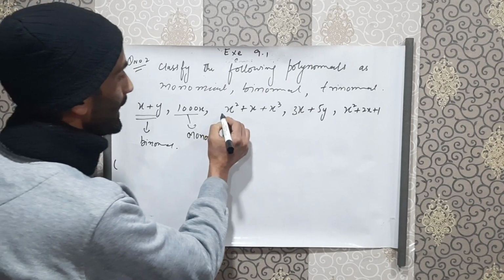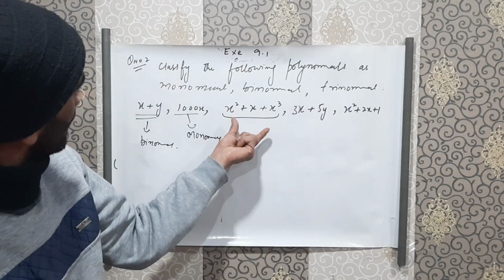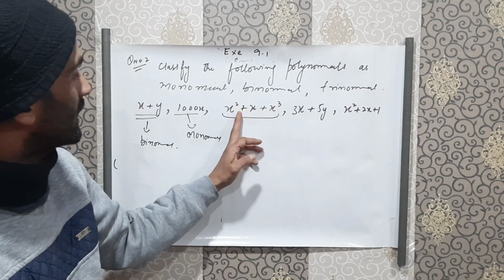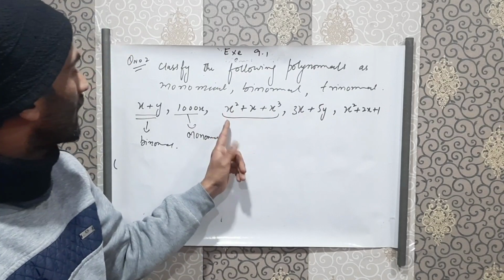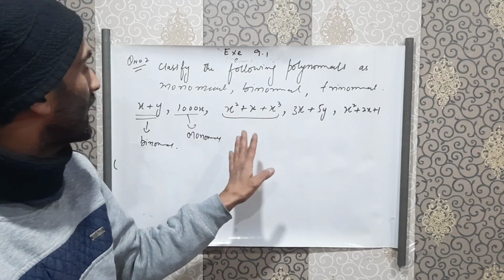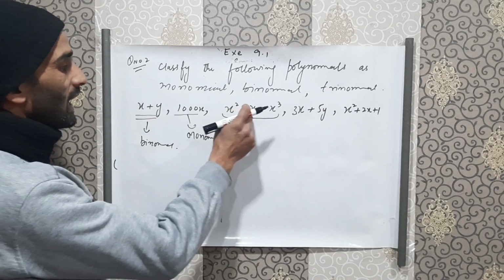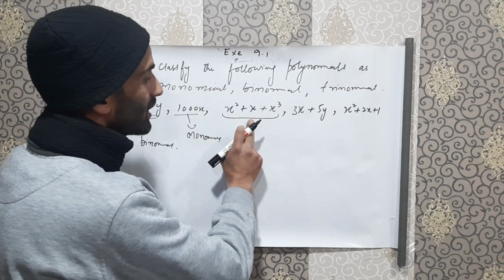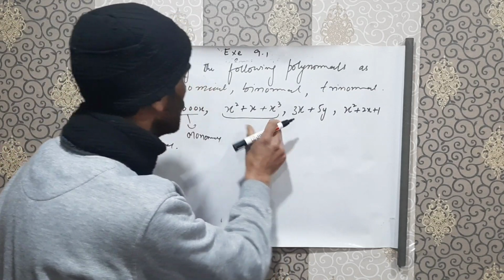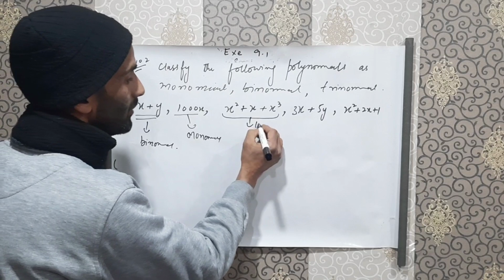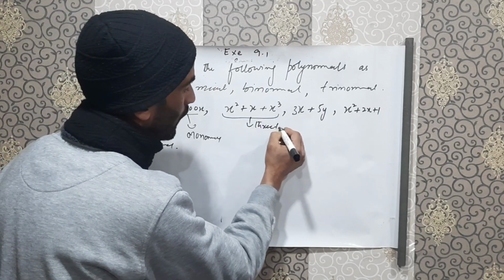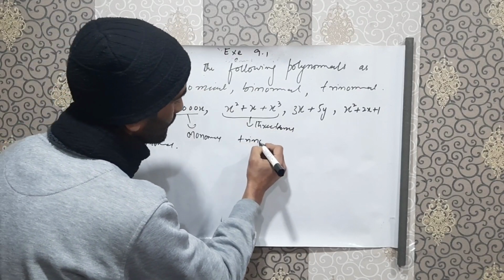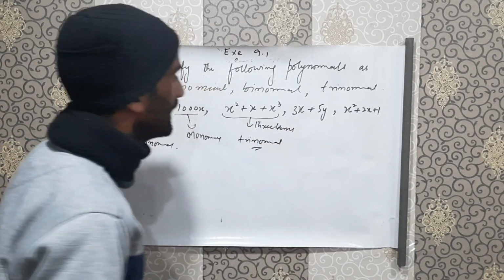And now look here at another. Here it is x square plus x plus x cube. How many terms are here? 3 terms. We already learned terms are separated by plus and minus. x square is one term, x is another term, x cube is another term. So there are 3 terms. When there are 3 terms, that one is known as trinomial.